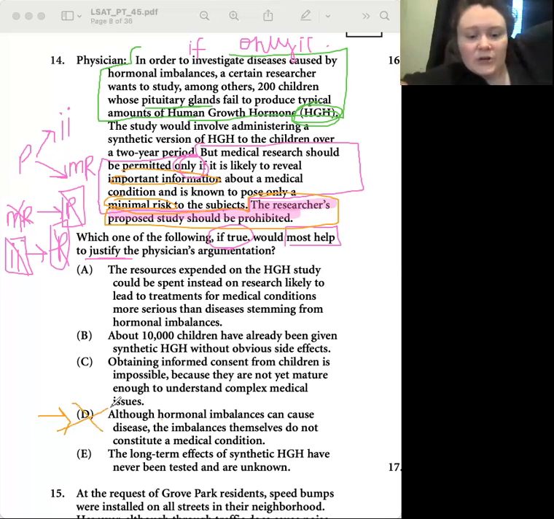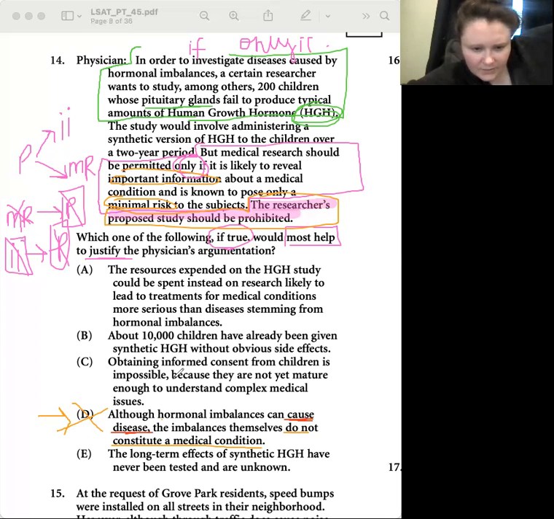So I think what you're saying, although hormone imbalances can cause disease, they do not constitute a medical condition. Were you trying to say that that's not likely to reveal important information? Yeah, because I was like, if it's not even a medical condition, then it doesn't even apply to the argument. Right. Okay. But can you see how it could still be important information because it does say these cause other diseases. Right. There still could be information that's important. Yes. But let's say, what if hormonal imbalances cause cancer? Would it not be worthwhile studying the hormonal imbalances because they themselves are not a disease? No, you could still do it. Yeah, because it says medical research should be permitted only if there's important information and there's minimal risk. It doesn't say anything about being an actual medical condition. Oh, okay, I see.